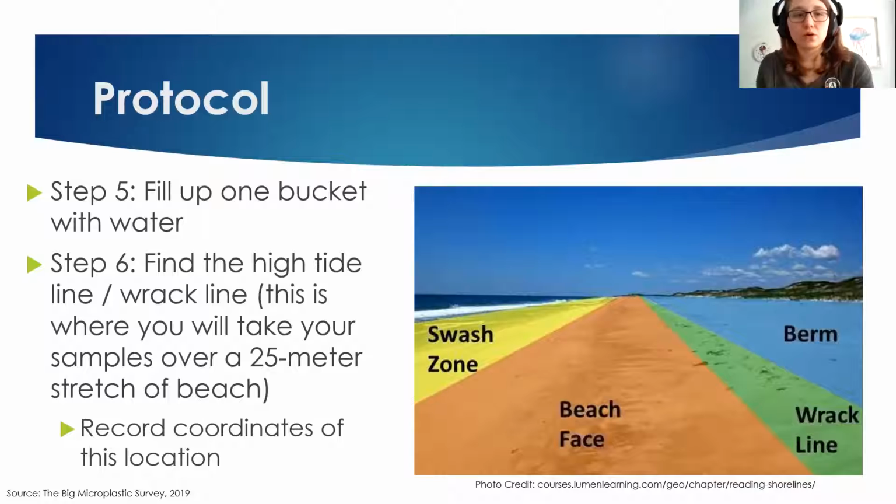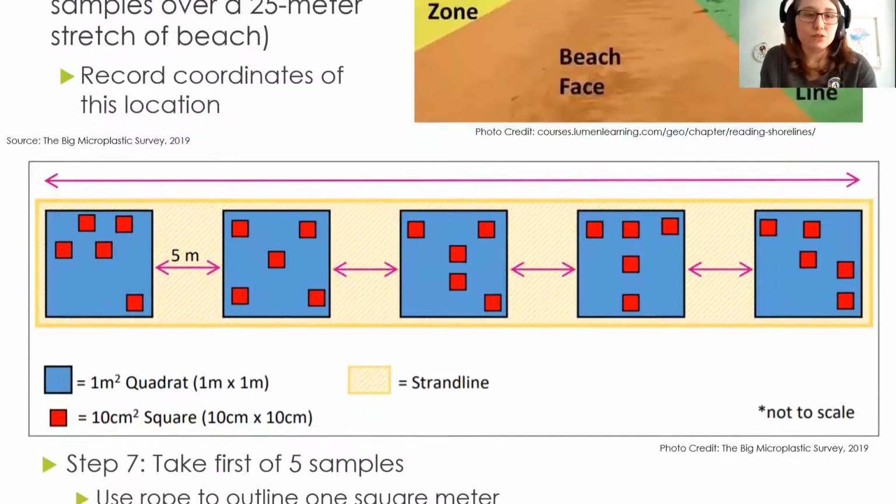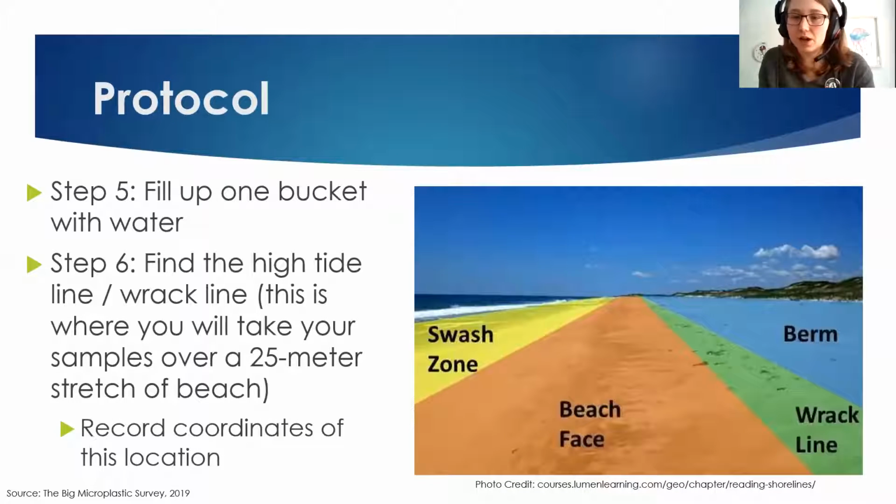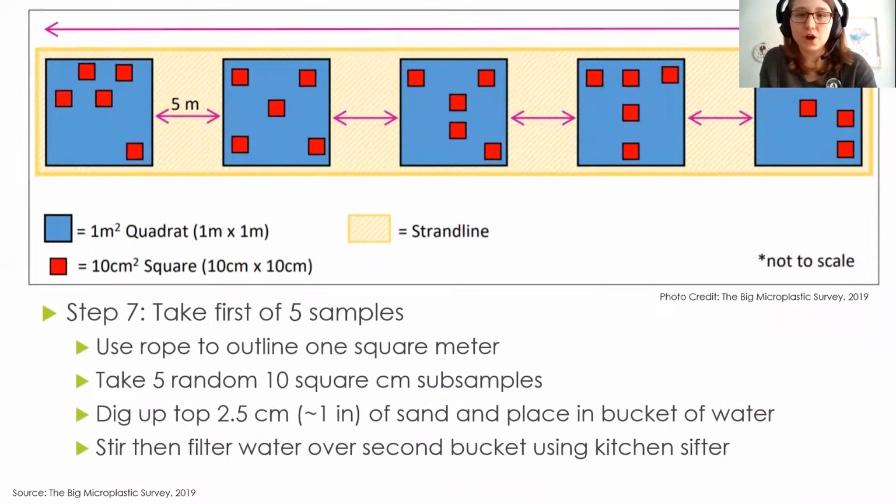So one thing within the protocol of this, if you go ahead and you read the handbook for this, they do want you to stick to the protocol pretty tightly, meaning they want you to stick with those 1 square meter squares. They want you to stick with the 25-meter stretch of beach. And the reason they want you to do that is to make sure the data is comparable from place to place throughout the world. And you're also going to want to record the coordinates of the location you're at. And that just gets submitted with your data, so they know where you got your samples from.